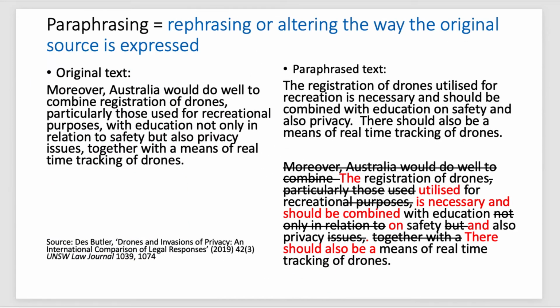Let's move on to looking at paraphrasing. Paraphrasing involves rephrasing the original text or altering the way the original source is expressed through things like deleting words or adding words or using synonyms for words. So I've got an example on the slide here. On the left hand side we have the original text, which is taken from Des Butler's article in 2019. On the top right there you can see the paraphrased text. So that's the student's attempt at rephrasing the original text into the student's own words.